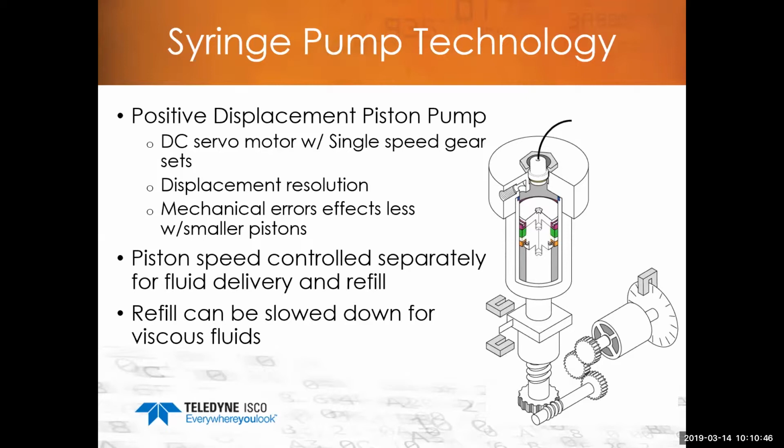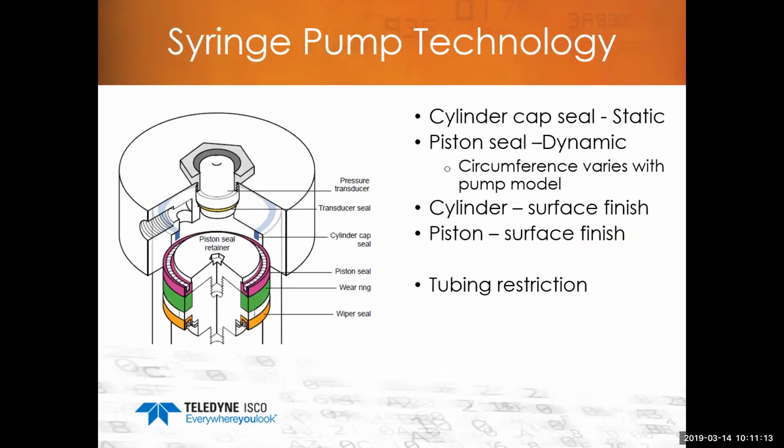That's easy to say. You can see some of the diagram there. Piston speed is controlled separately for fluid delivery and refill. With a controller, you can adjust this piston movement and the stroke rate, etc. Refill obviously gets slowed down for viscous fluids because you want it at a certain rate. So the type of material you're going to use will affect the flow rate that you're trying to get out of the pump.